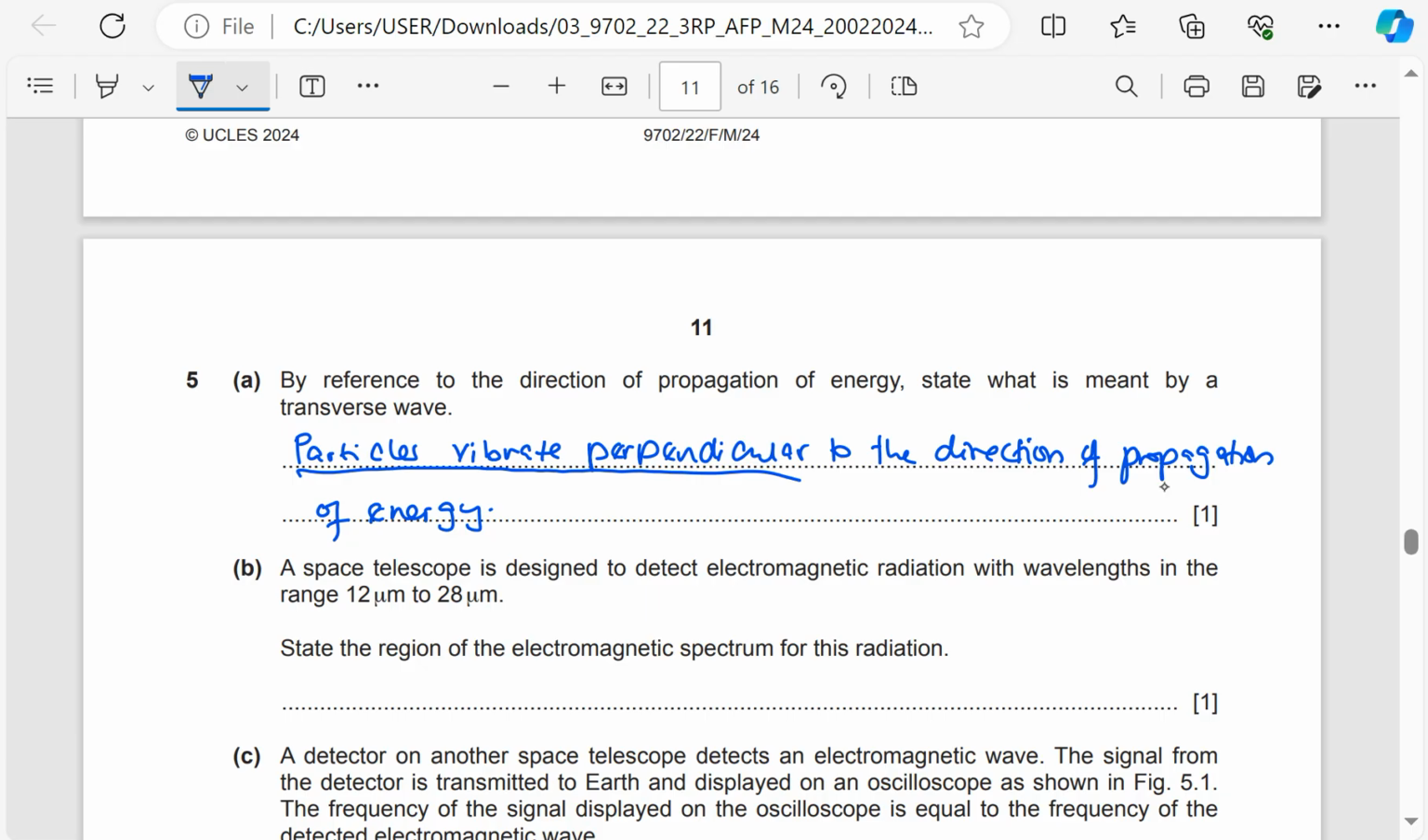Then a space telescope is designed to detect electromagnetic radiation with wavelength in the range 12 times 10 to the power of minus 6 to 28 times 10 to the power of minus 6. When I convert this, it is the same as 1.2 times 10 to the power of minus 5 up to 2.8 times 10 to the power of minus 5 meters. Of course, this is automatically infrared, remember.